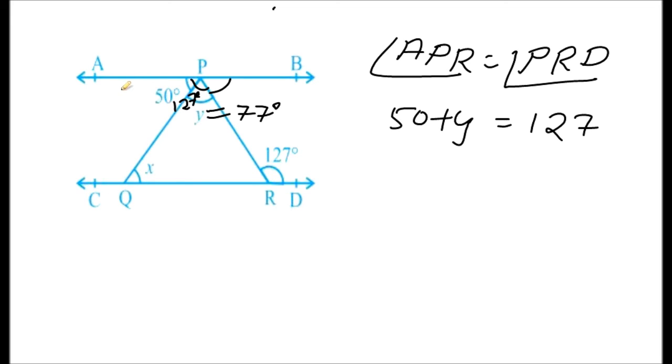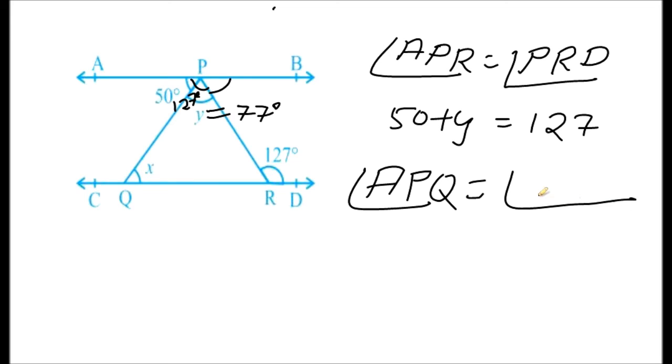Now if you take AB and CD as parallel lines and PQ as the transversal, then angle APQ, here also we can find alternate interior angles. Angle APQ is equal to angle PQR. If these two angles are equal, then directly X is equal to 50 degrees. This is how we solve this problem.